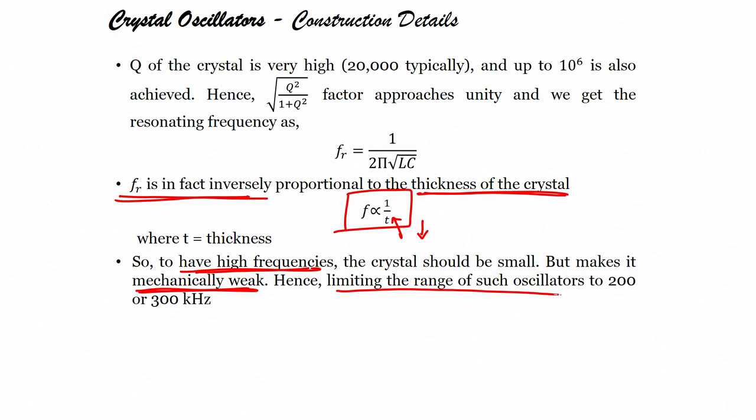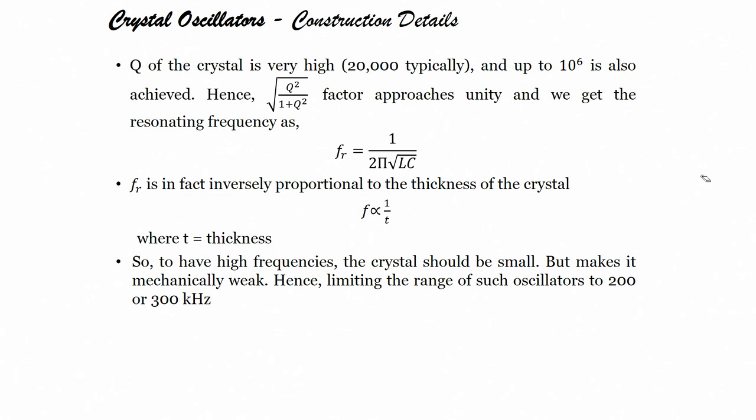Hence, the limiting range of such oscillators would be 200 hertz to 300 kilohertz. So this is how the crystal oscillator frequency is determined, and it depends on thickness. Just understand that we cannot make it too thin, otherwise it will be mechanically weak. We have to limit our range of oscillations to around 200 or 300 kilohertz. Very easy, super easy, right?